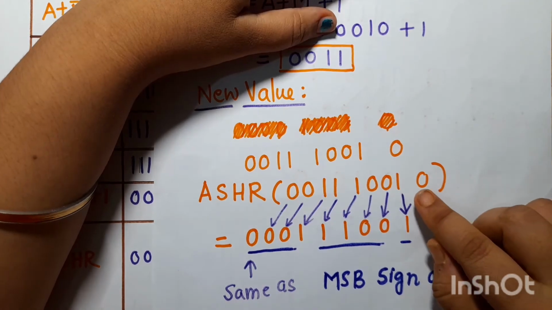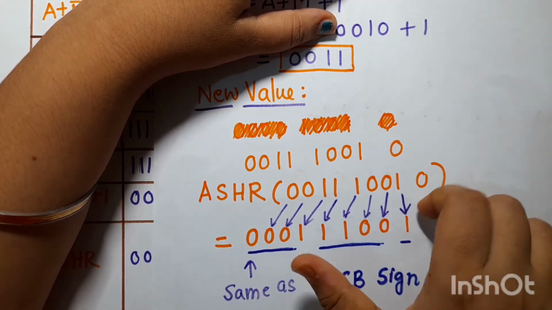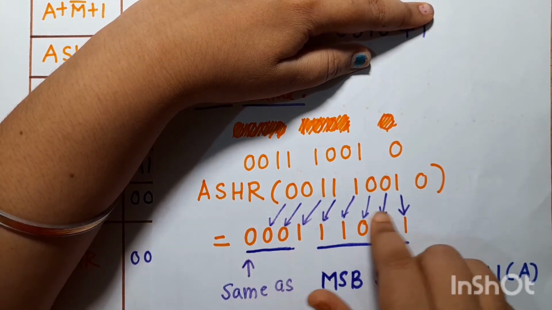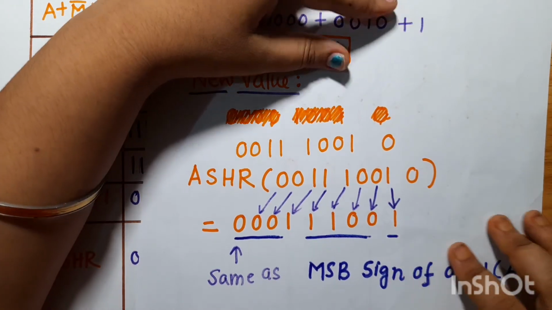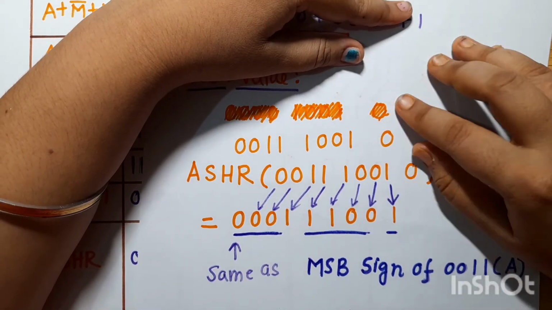This 1 will come in this position. It is just shifted to the left-hand side, no. The right shifting I am not able to show properly, but I will try to point it out for your understanding.